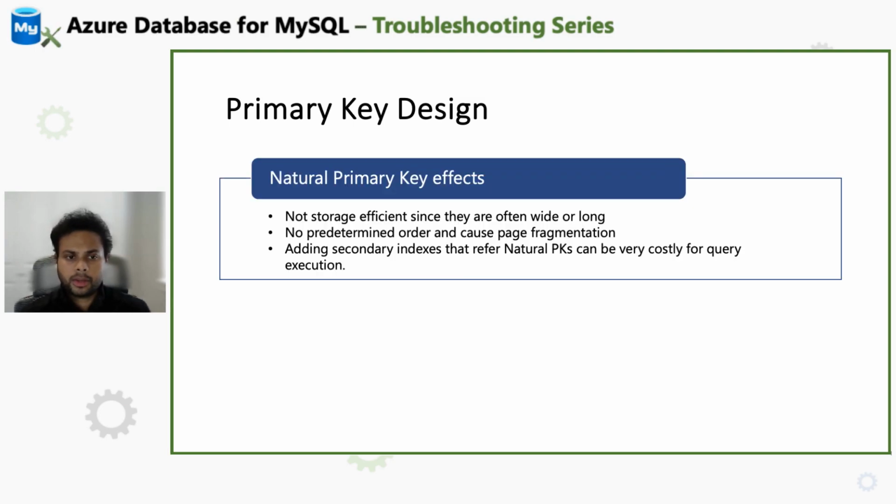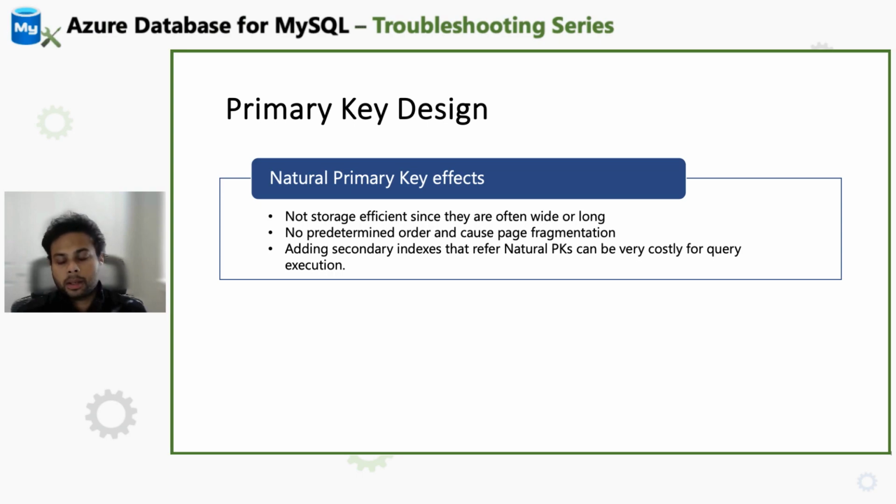So let us look at some of the side effects that a natural primary key can impose in your database environment, right? The storage is not efficient, as we have discussed earlier, leveraging things such as a person's first name and last name as a composite primary key, or an SSN that could be very long. They're often wide, sometimes spanning across multiple pages as well. And since these are not ordered, there is no predetermined order in which they are stored on the disk itself, and this may cause page fragmentation issues.